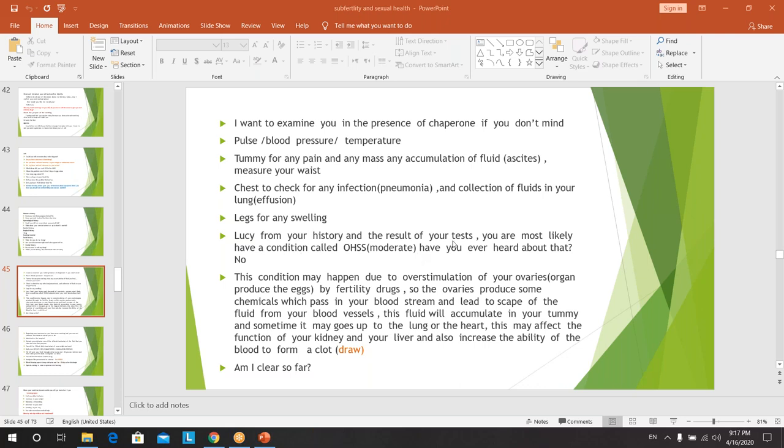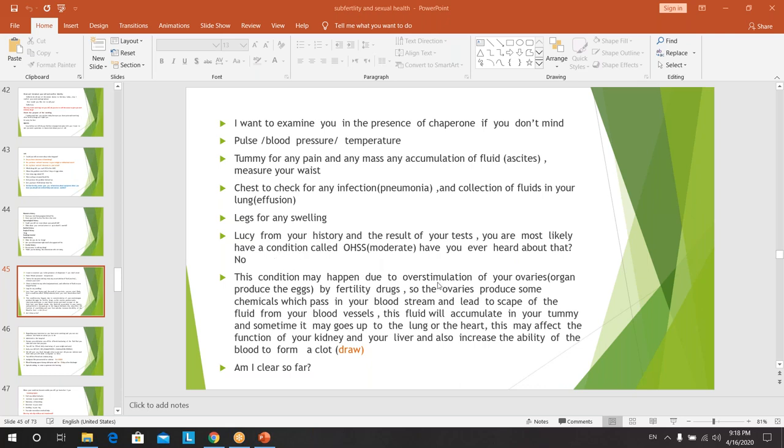Lucy, from your history and the result of the test, you most likely have a condition called ovarian hyperstimulation. You don't have to tell her moderate or severe or mild, because the patient will not know what it is. You have a condition called ovarian hyperstimulation. Have you ever heard about that? She will say no. Okay, you can explain.